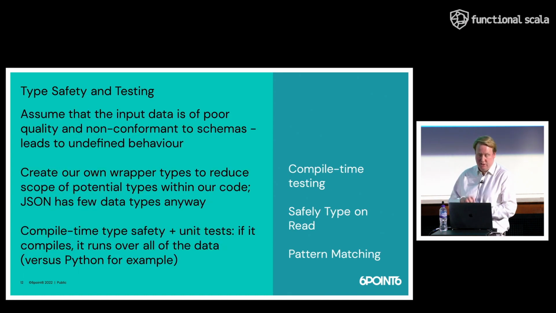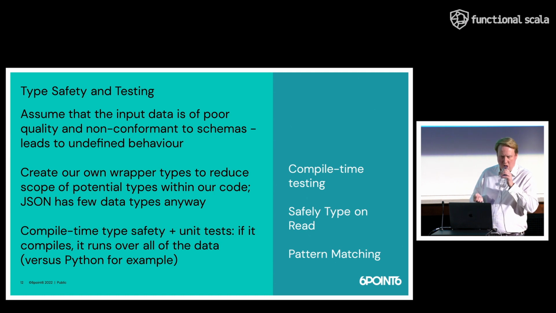So we need to assume that the input data is of poor quality and doesn't conform to schemas, right? And if we work that way from the get-go, hopefully that will reduce the amount of undefined behavior we have to deal with. So the way we do that is to create our own simplified wrapper types for this data.